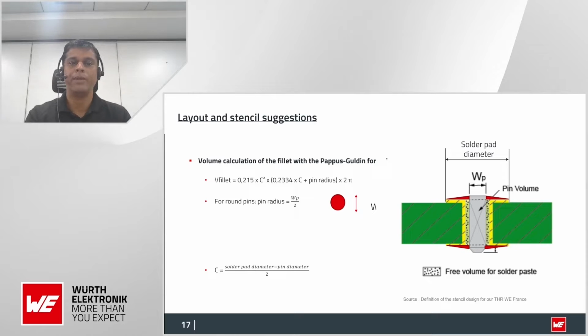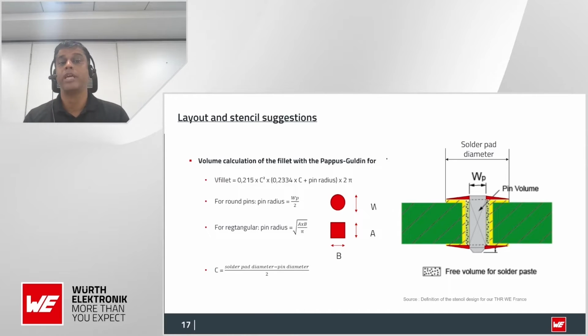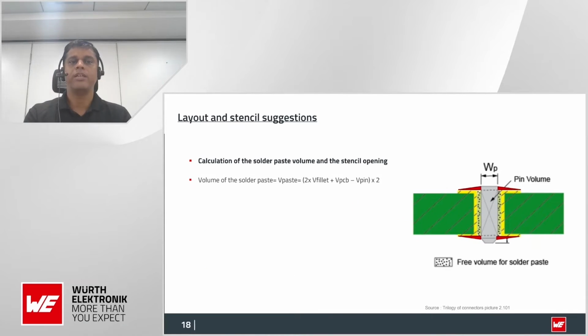And then for the round pin, we go with WP divided by 2, as discussed. For the rectangular pin, previously we talked about A minus B. Now, when coming to the layout and stencil suggestion, we need to use the square root of A times B divided by pi.